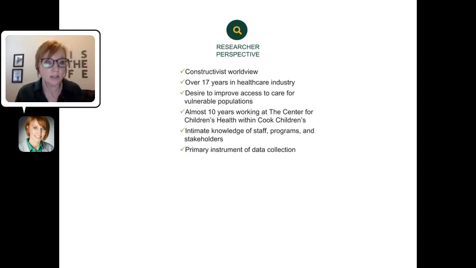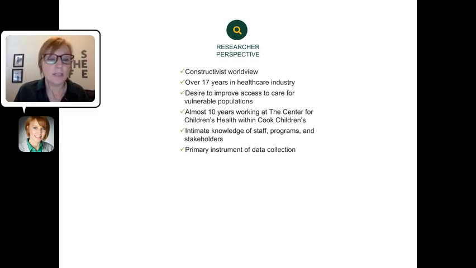The last 10 years, I have worked at the Center for Children's Health within Cook Children's in a few different roles, working my way to my current position, which is Director of Evaluation and Measurement for all of our programs within the Center for Children's Health. So that does include those programs addressing dental health, obesity, and asthma. I have an intimate knowledge of the programs, the staff, the community stakeholders, and the medical and dental providers that will be providing data for this study.